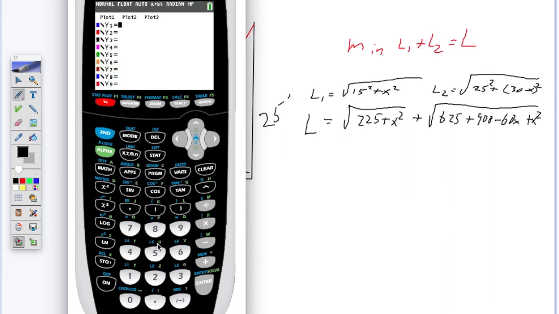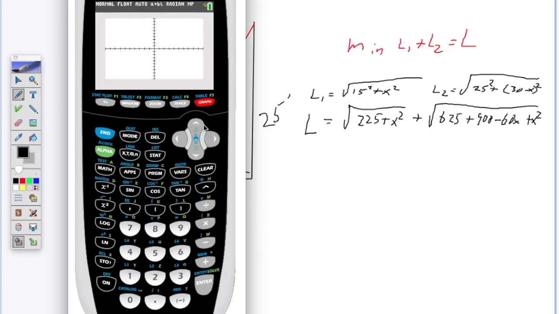So let's start by plugging in the equation. It's going to be the square root of 225 plus x squared. That's awesome. Plus the square root of 625 plus 900, which is 1525, minus 60x, plus x squared. Okay, I've got my equation. I'm going to graph it.